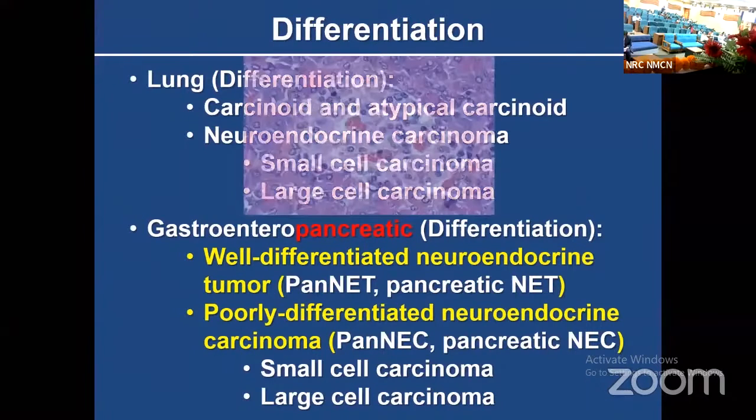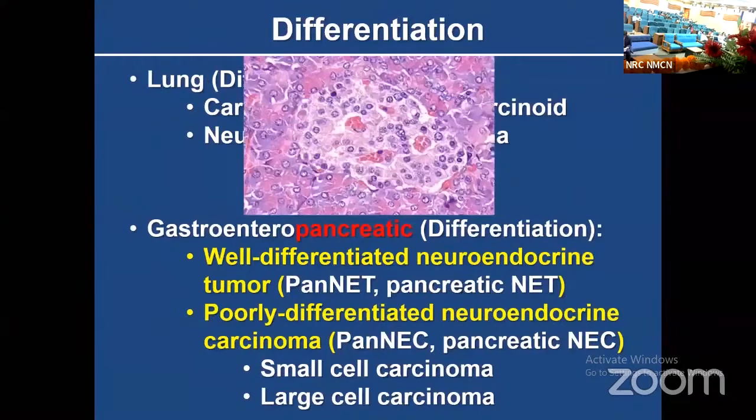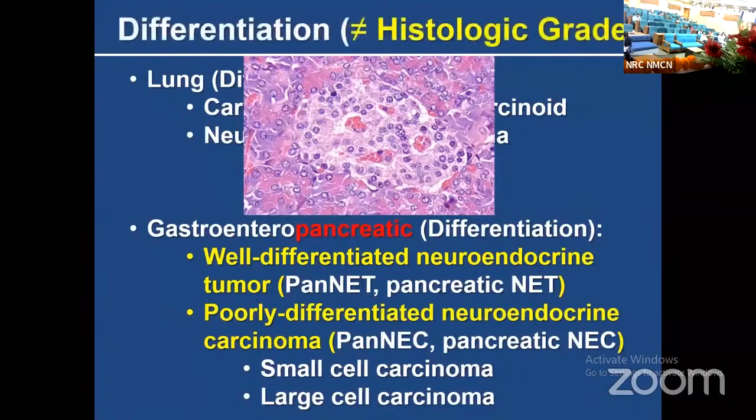For example, in the case of a pancreatic neuroendocrine neoplasm, does the neoplasm resemble the islets of Langerhans, or does it not? Pancreatic neuroendocrine neoplasms can be subdivided into two main categories of differentiation: well-differentiated neuroendocrine tumors and poorly differentiated neuroendocrine carcinomas. There is no middle category. Well-differentiated pancreatic neuroendocrine tumors are referred to as PANETs and resemble the islets of Langerhans. And poorly differentiated neuroendocrine carcinomas, or PANECs, typically do not resemble the islets of Langerhans.